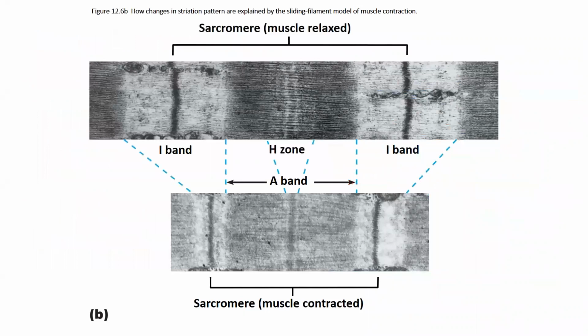So these two histological images compare muscle in its relaxed state up here and its contracted state. As we can see, the I band, which is this lighter staining area at the periphery of the sarcomere, is going to shorten. The H zone, which is around the M line here, is also going to shorten, whereas the A band, the area of overlap, remains the same.